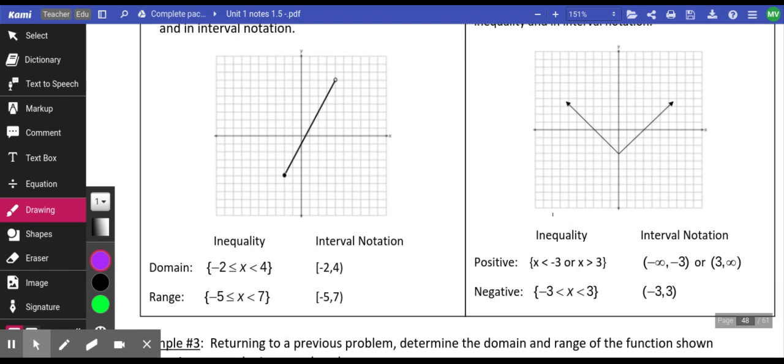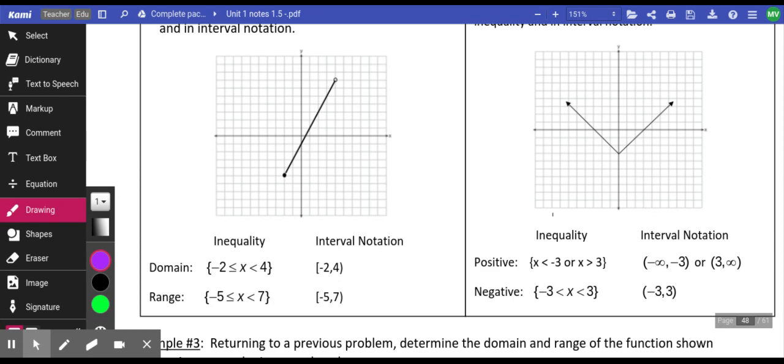So our inequality, it's -2 is less than or equal to x is less than 4. And that's because there's an open circle on 4, which then shows us in interval notation, it's -2, comma 4 with a bracket. Notice here our function is positive when it's from x is less than -3 or x is greater than 3. That's when we have positive values.